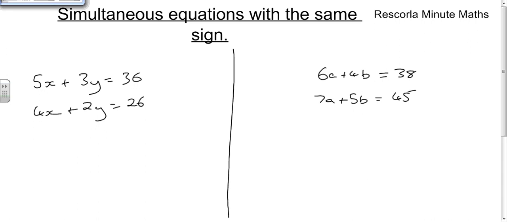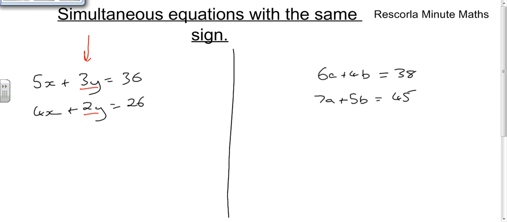So this topic appears on both the foundation and the higher tier now, and it's not easy. But if we've got two equations and you have to solve them simultaneously, then as a rule of thumb, get the second letter the same. By the second letter, what I mean is that I want to find a number that 3 goes into and 2 goes into. So a number that they both go into is 6.